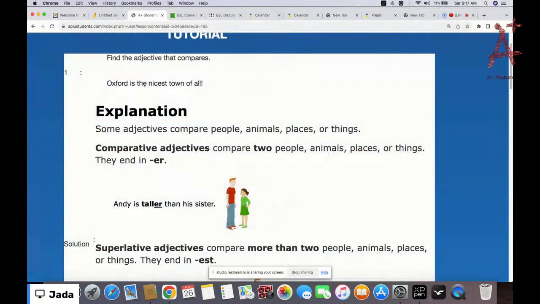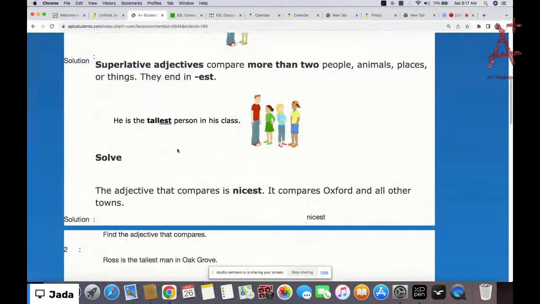So, Oxford is the nicest town of all. We have some examples here. Oxford is the nicest town of all. So the adjective that compares is nicest. It compares Oxford and all other towns. Okay?